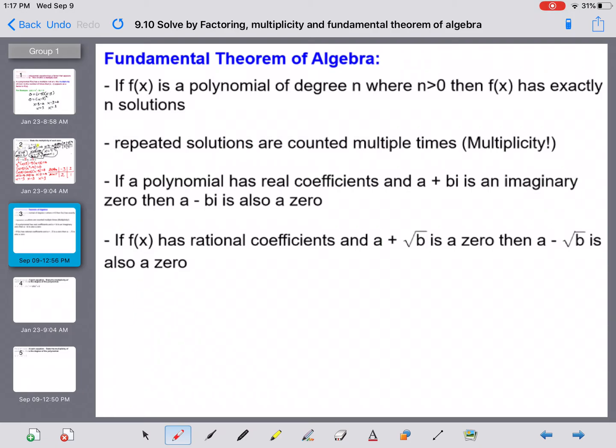The last two pieces are what we'll talk about later on in the unit, but it just means that if you have an imaginary or complex number as a solution, you know the conjugate will also be a solution. And the same thing is true with a plus the square root of b. You're also going to have the conjugate of that. And if you think about the quadratic formula, which applies to quadratics only, you're going to have that negative b plus or minus the square root.